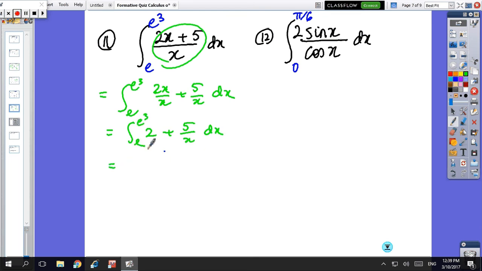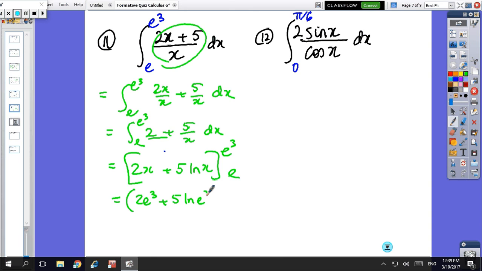So the integral of 2 is 2x. The integral of 5 over x, taking a shortcut, is 5 log x, from e to e cubed. So now we can put the values in. So we've got 2e cubed plus 5 log e cubed minus, and then 2e plus 5 log e. Okay, so we've got 2e cubed, so log e is 1, so that 3 comes out the front, so it's 15.